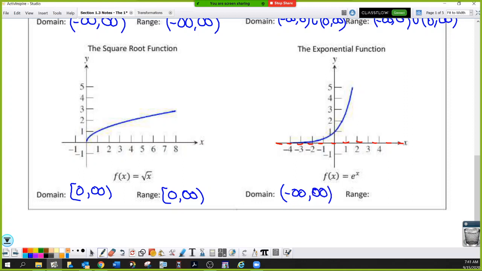But since we have a horizontal asymptote, this graph only exists above that. It does not exist below it. So our range is from 0 to positive infinity, not including 0. E is a real number, it's a positive number. There's no way to raise a positive number to any power and ever get the answer 0. E is an irrational number, so it goes on forever, like pi. It is 2 and change. 2.718, I believe, something like that. 2.72 to 2 decimals, I know that.